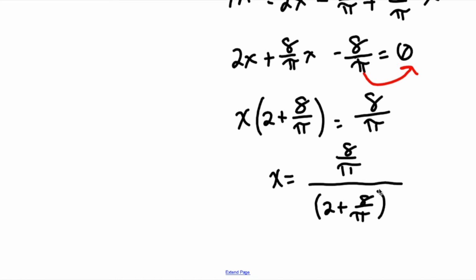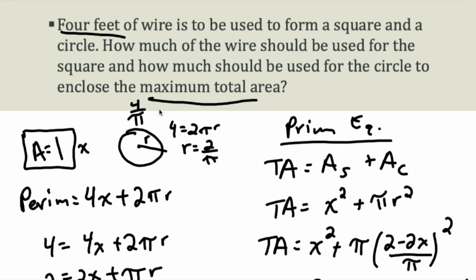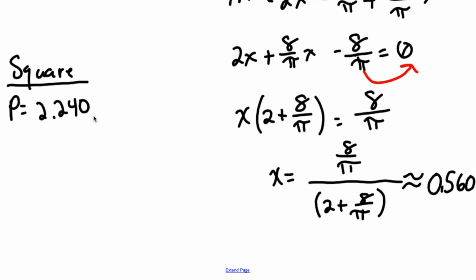So plug that in your calculator. You will get an approximation of 0.56, and then there's a couple zeros after that, but I'm just going to fill it in to 3 decimal places to get that. So that is the side length of the square. Okay, so let's come back up and see what our question says. How much of the wire should be used for the square? So this is one side length. Let me back up. One side length would be 0.560, so we're just going to multiply that by 4 to get the perimeter. So 0.560 times 4 gives you 2.24. So the perimeter, or basically how much of the wire is being used for the square, is 2.240 feet.